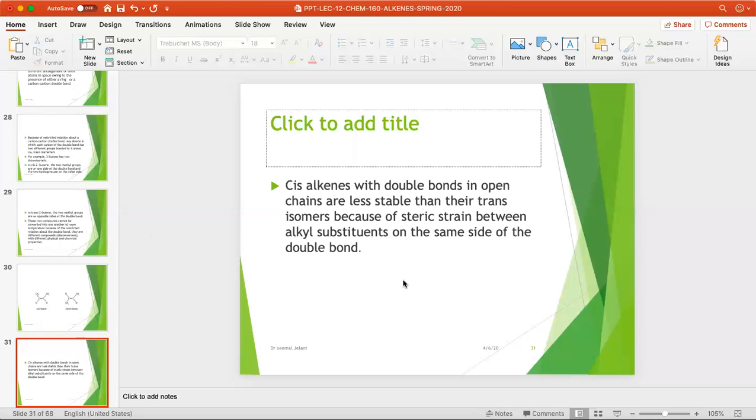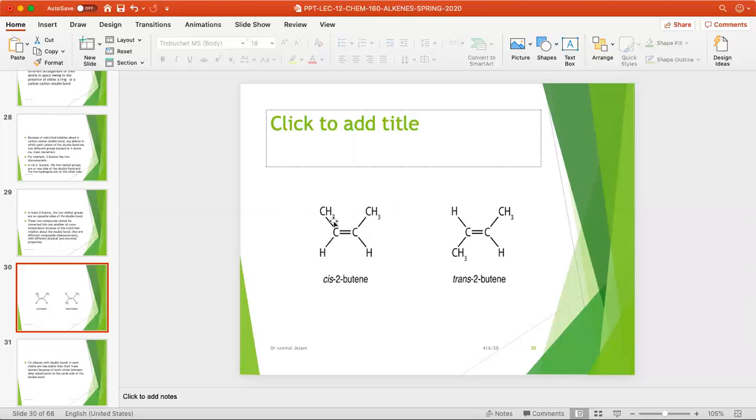Cis alkenes with double bonds in acyclic chains are less stable than their trans isomers because of steric strain between alkyl substituents on the same side. Now again I'll go to this. यहाँ पे steric strain ज़्यादा है क्योंकि heavy group जो है methyl groups they are very close to one another. तो यहाँ पर थोड़ा सा strain जो है वो less है.